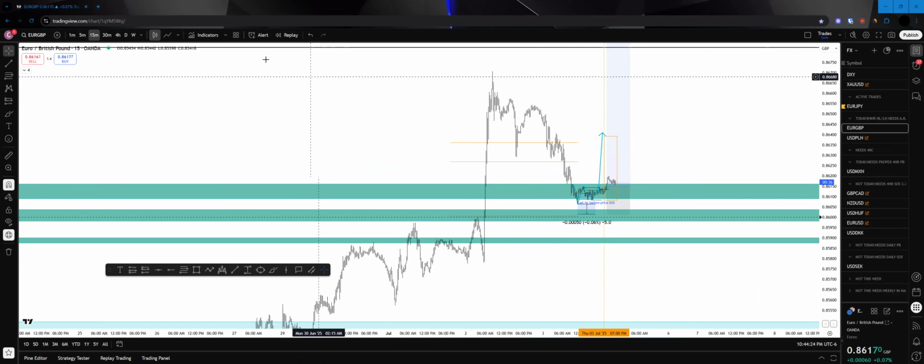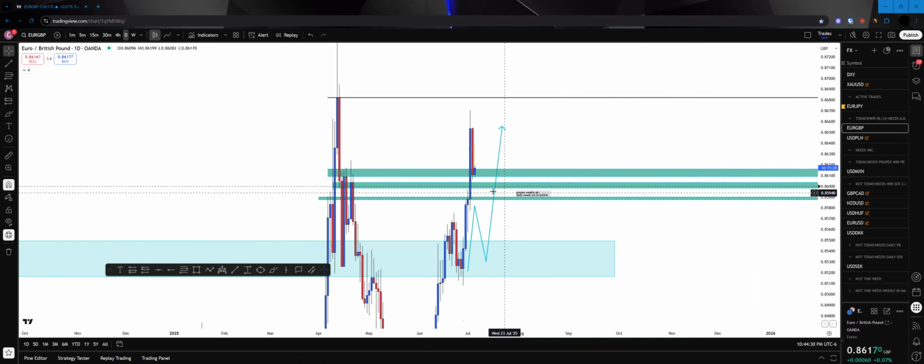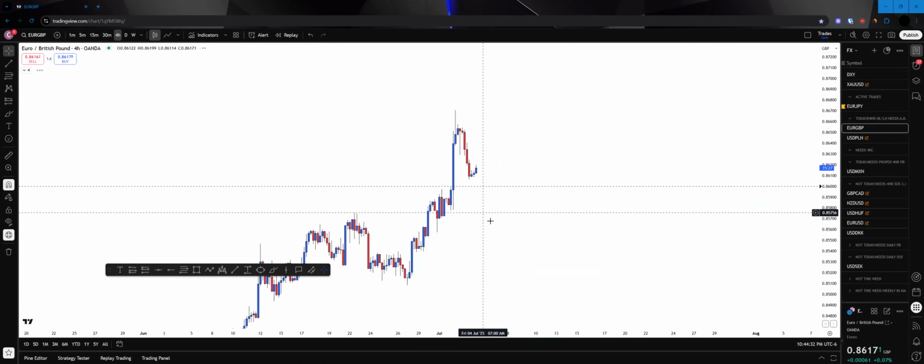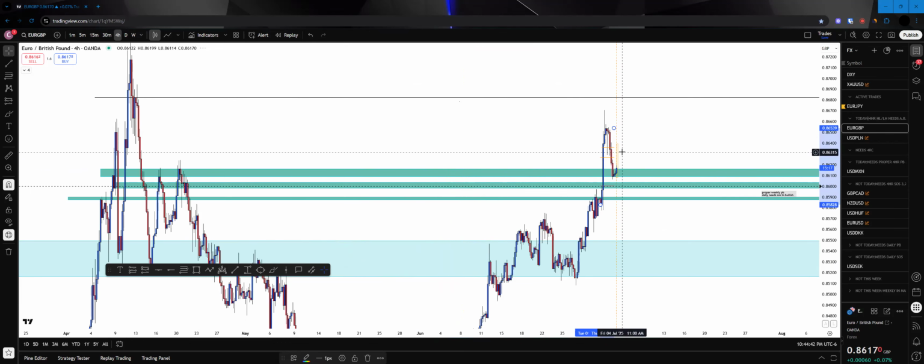And Euro GBP, this we have daily is bullish. We had the proper pullback. The 4 hour, nice deep pullback. We are currently at an area of interest, but like I said, we want to take it once we get to these valid points. So it's not here.